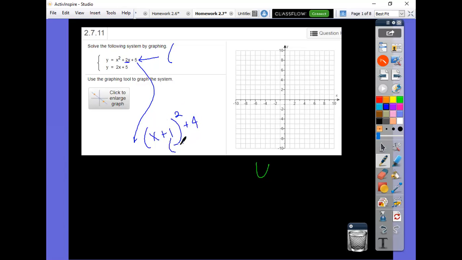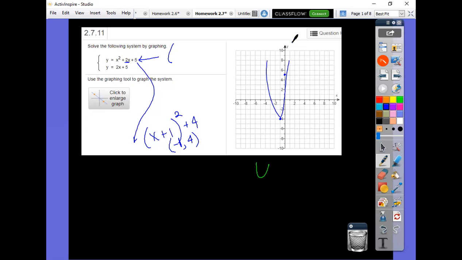So my vertex would be at, remember how this goes? The opposite of that 1 would be a -1 and the same sign as that. So I put my vertex, anchor that after I've selected the parabola tool, -1, 4. And then I would look and see my y-intercept is at a 5, so I'd click my second point right there. -1, 4 for the vertex with a y-intercept of 5.